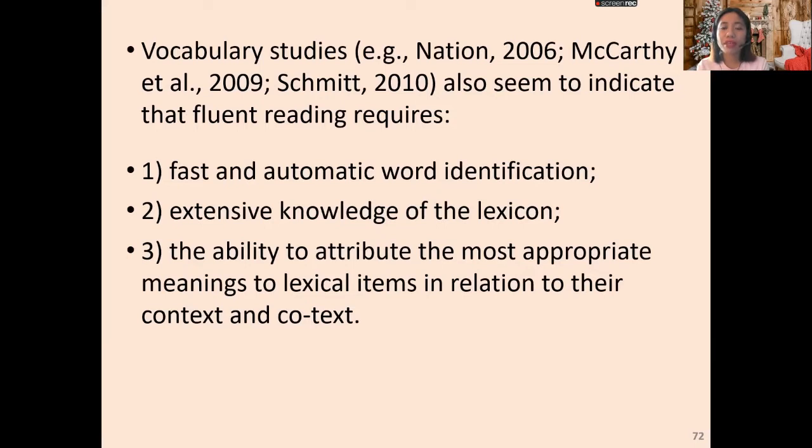Okay, lexicon is very important, those words of ours. So if we have a lot of vocabulary, that is very important, especially now that we are learning English. So that's why reading is a must for us to also know vocabulary. The ability to attribute the most appropriate meanings to lexical items in relation to their context. So how it is used, and at the same time, its relationship with the text and the other text.